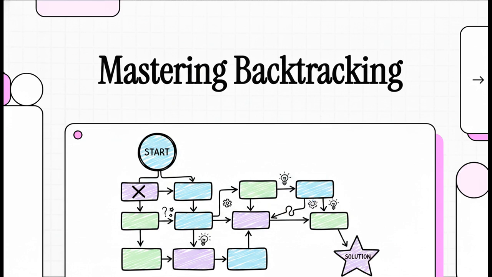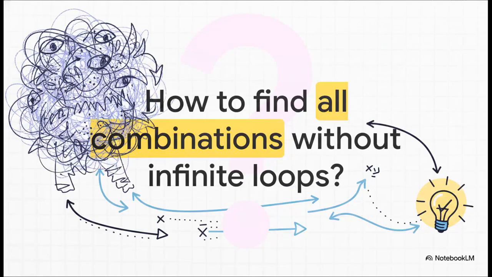Think of me as your personal coach. We're going to train your brain to instantly recognize, visualize, and systematically crush backtracking algorithms just like a seasoned ex-Google interviewer. So, here's the question. How do you find all the valid combinations of a problem without getting completely lost in some infinite recursive loop?